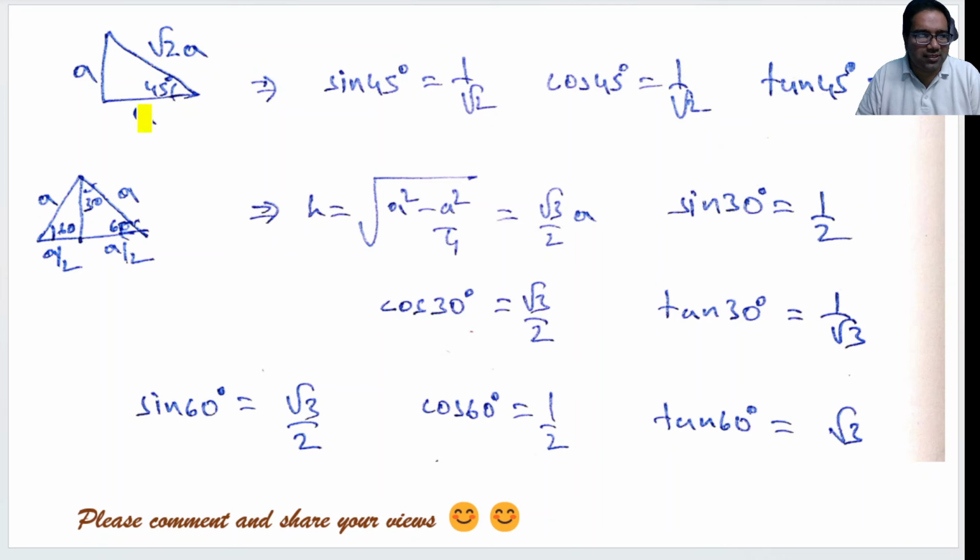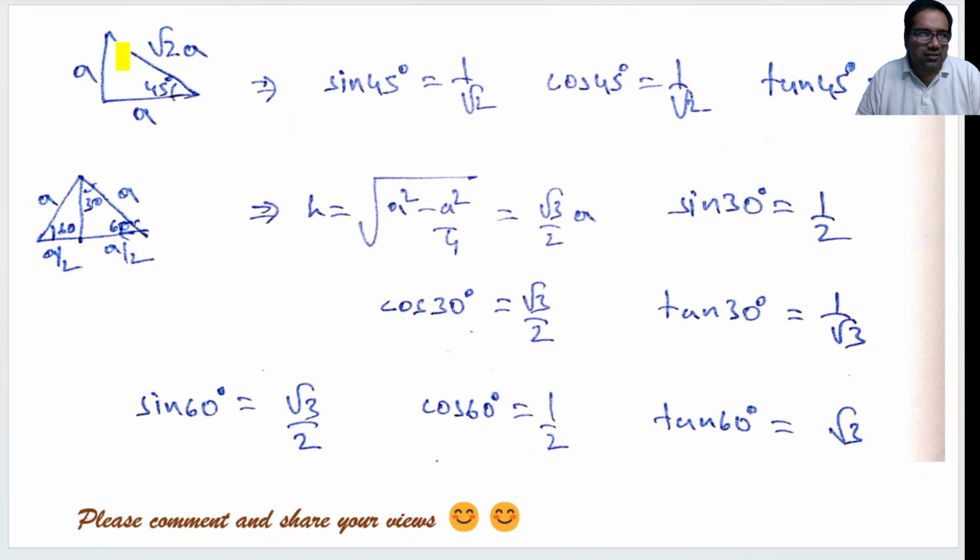Cos 45 is adjacent side by hypotenuse. Adjacent is again a, so a by root 2 a, which is again 1 by root 2. What is tan 45? Opposite side by adjacent side, which is a by a, which is 1. So sine 45 degrees is actually very, very simple. This is how we calculate, and this is how we should remember it so that we never forget.